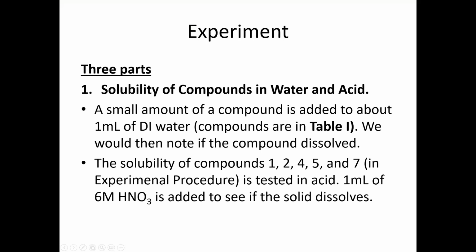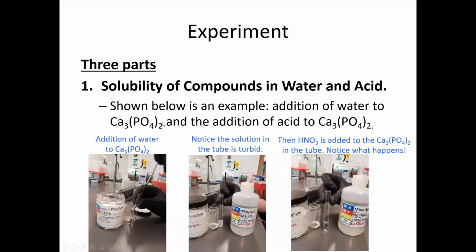In this part, there are 2 steps. The first step is to test the solubility of a compound in water. And the second step is to test some compounds, not all, some compounds, 1, 2, 4, 5, 7, for their solubility in acid. So here is an example. I use the calcium phosphate here. I add a little bit of calcium phosphate and put that in the water in a test tube.